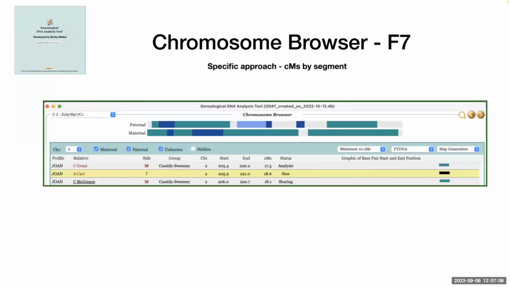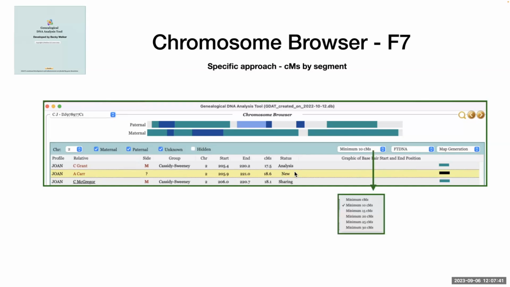Right, okay, chromosome browser, function 7. This is where we're looking at segments, specifically by chromosomes. This is really the nuts and bolts of where you're going to be working most of all. You can see there that I have a number of segments, and 2 are marked to the maternal side, 1 we don't quite know. But this yellow indicates that it's a new match, and that's something you can set up in preferences.